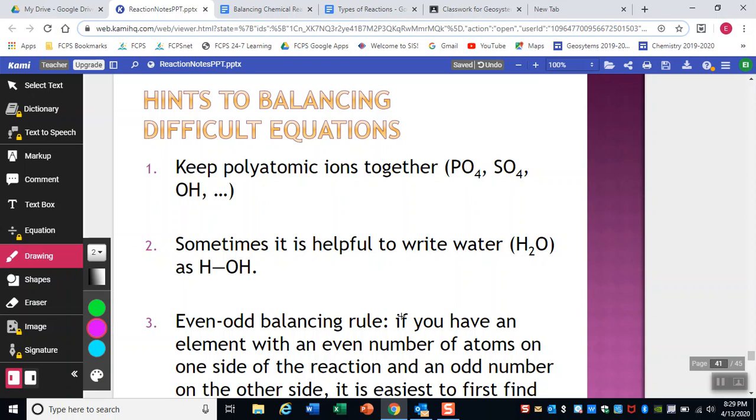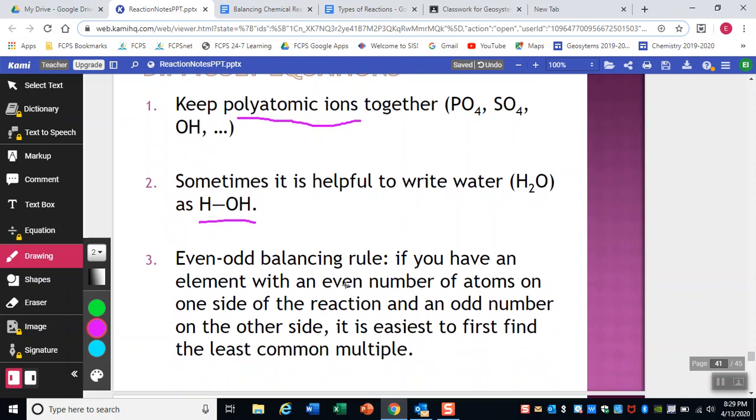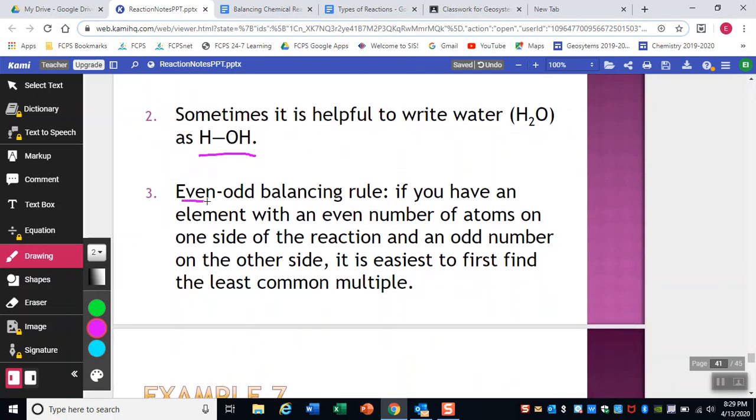So some things you might want to do, if you have polyatomic ions, you keep them together. You saw how hard it was when the oxygens were separated. You definitely don't want to mess up with the polyatomic ions, so keep them together. Water sometimes is helpful to write as HOH. Okay. And then the even-odd balancing rule. If you have an element with an even number of atoms on one side and an odd number on the other side, it's easiest to first find the least common multiple.